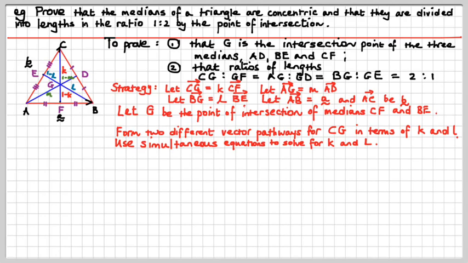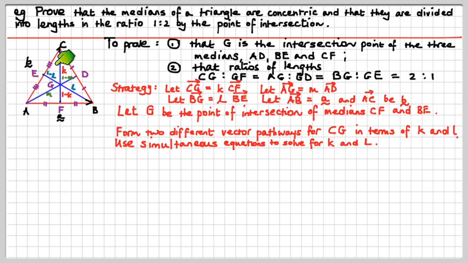Now, my strategy is I'm going to form two vector pathways from C to G. I've already got one here. I can say, well, C to G is K times C to F, isn't it? That's the way I've defined it. But I can also form another path. I could go around this way, from C to E to G, or I could choose to go around this way, from C to D to G, and all I've got to do is involve another pronumeral, and that's pretty easy to do.